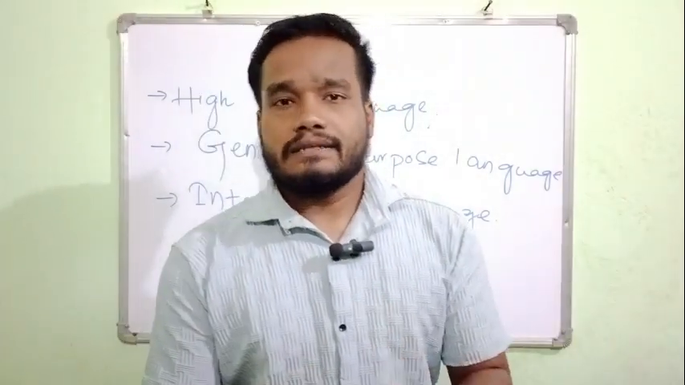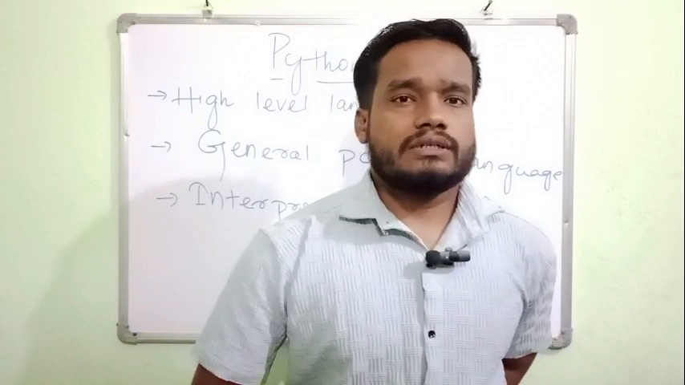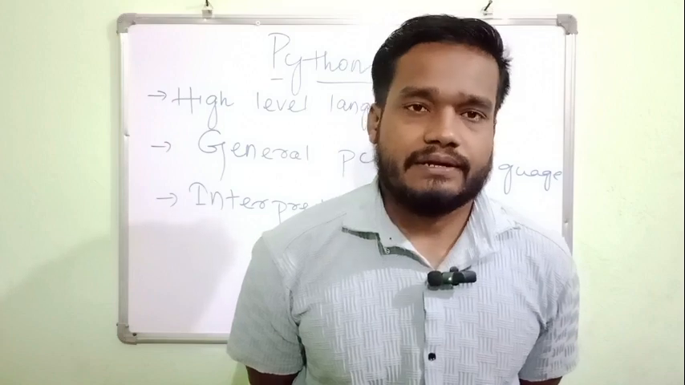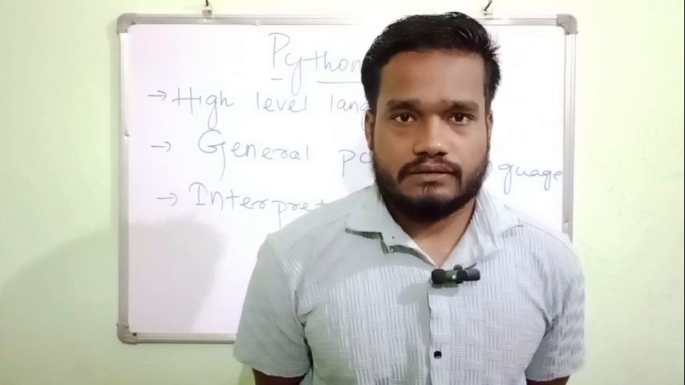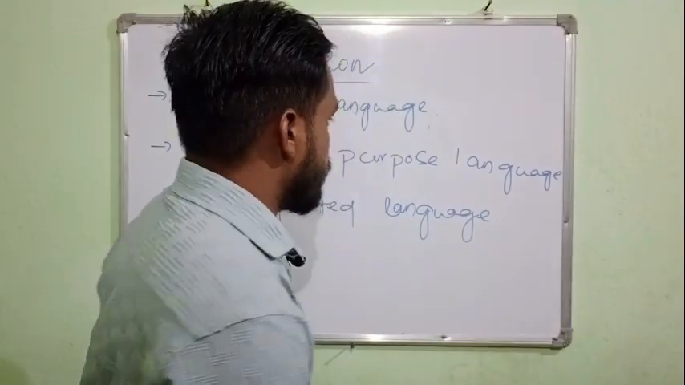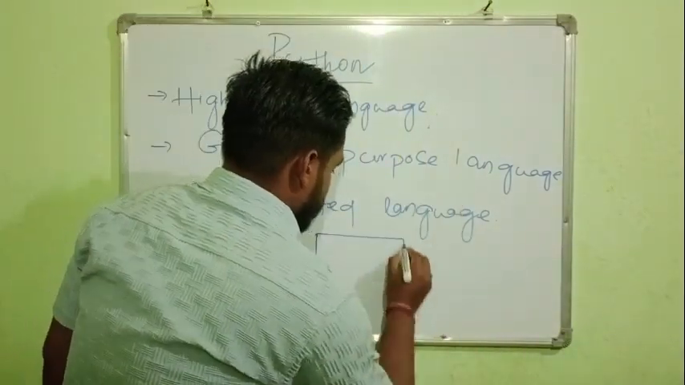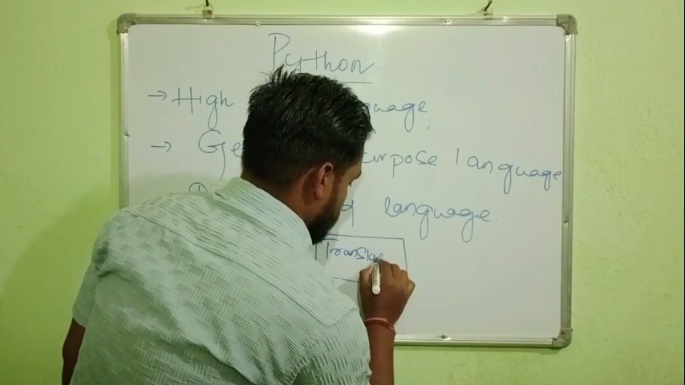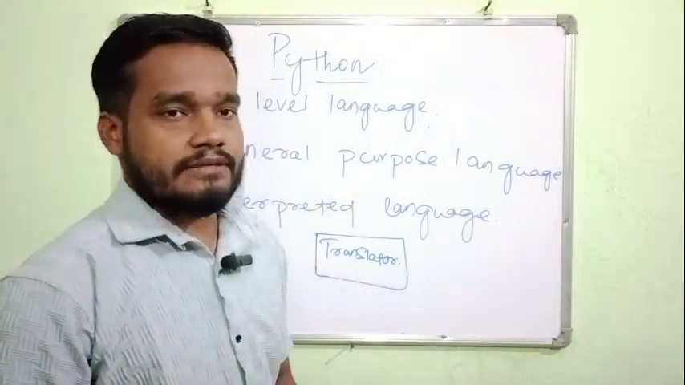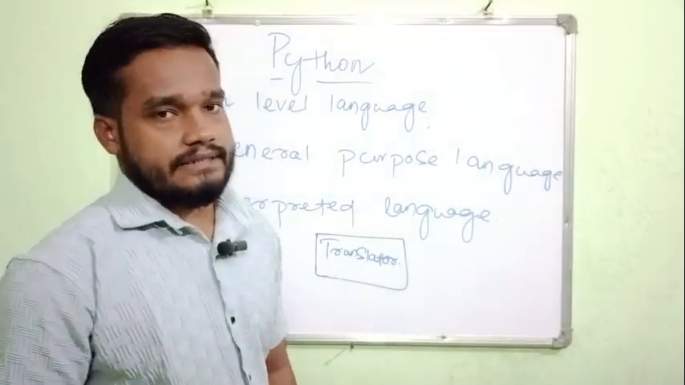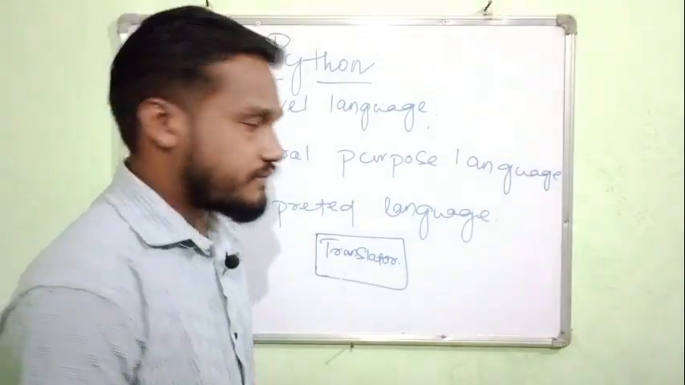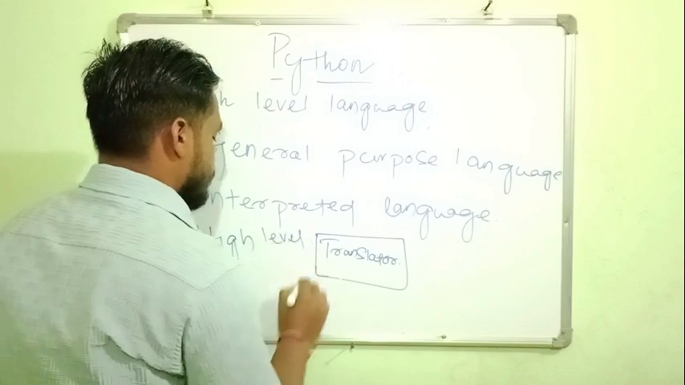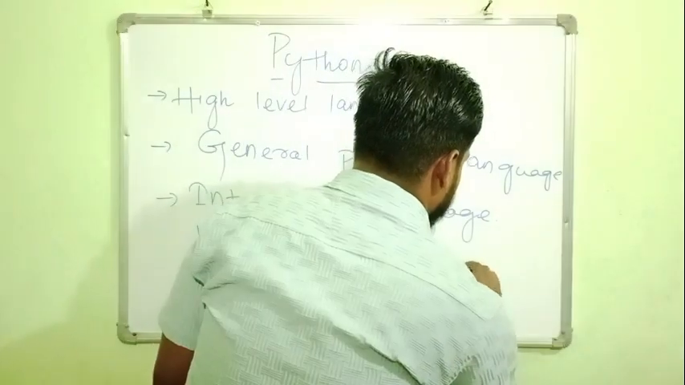So if it is a high level language and the computer never understands high level language, how does the interaction or interactive function happen? Inside the computer there is a software or program whose name is translator. This translator converts high level language to low level language.